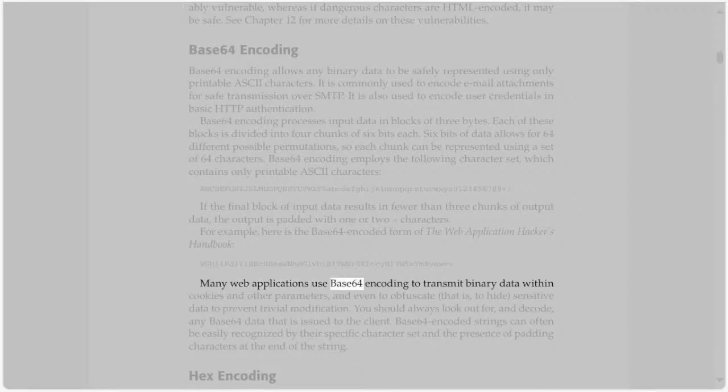Many web applications use Base64 encoding to transmit binary data within cookies and other parameters, and even to obfuscate, that is, to hide sensitive data to prevent trivial modification. You should always look out for and decode any Base64 data that is issued to the client. Base64 encoded strings can often be easily recognized by their specific character set and the presence of padding characters at the end of the string.